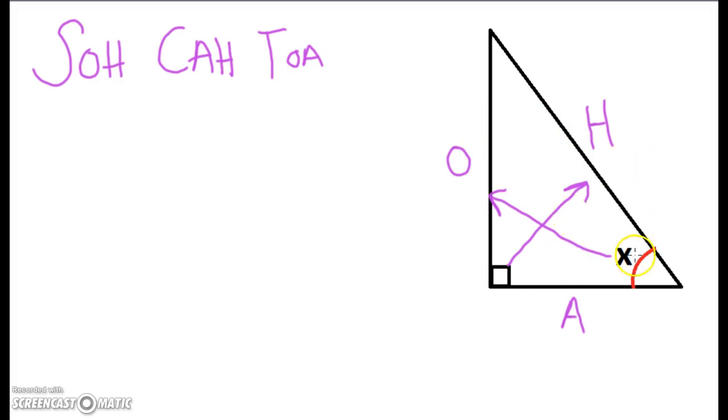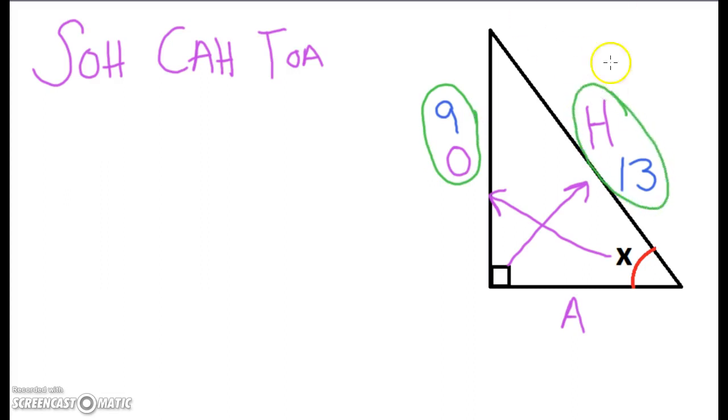All right, so the very first thing that you would do is figure out what you know about your triangle. For instance, in this picture, let's say I knew that the hypotenuse was 13 and I knew that this leg over here was 9. In this case, I have the O side because I know that it's 9, and I have the H side because I know that it's 13.